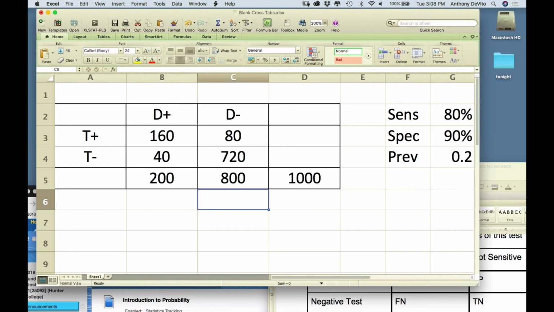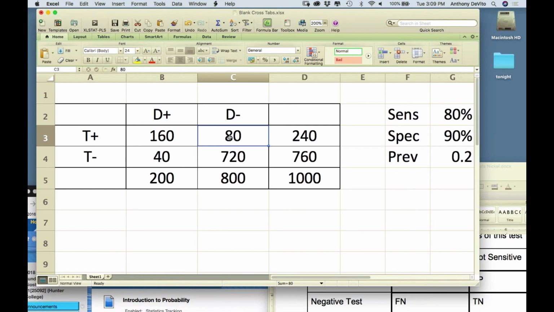That makes sense? Okay, so I'm going to go across here and take a look at how many people tested positive. We had 240 people tested positive. How many people tested negative? We had 760 people tested negative. Does that add up to 1,000? Sure it does. Now let's take a closer look at these 240 people that tested positive. How many of them actually had the disease? 160. 80 of them didn't have the disease, even though they tested positive.